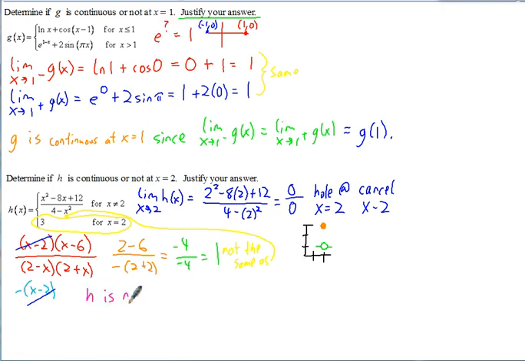So we can say h is not continuous at x equals 2. And then your justification would be, so to justify our answer, the reason why is because the general limit we found, the limit as x approaches 2 of h of x, did not equal h of 2.